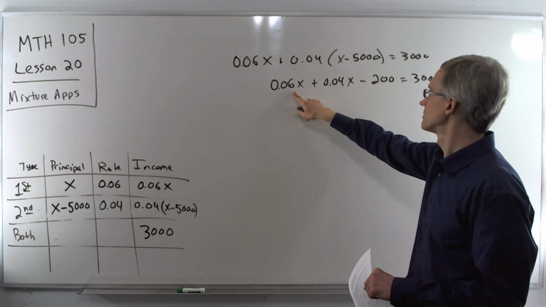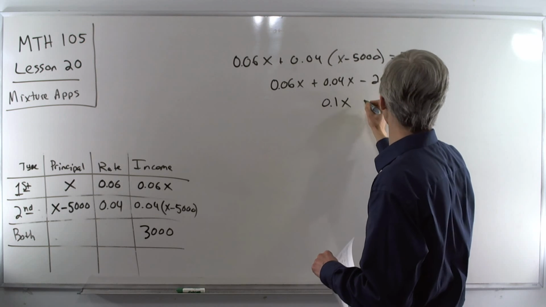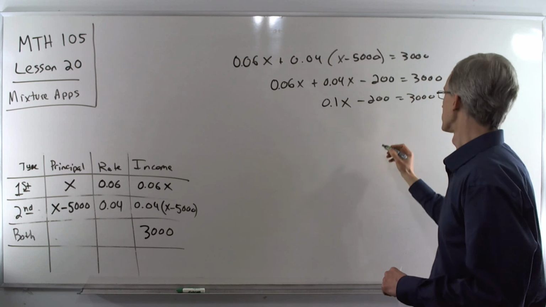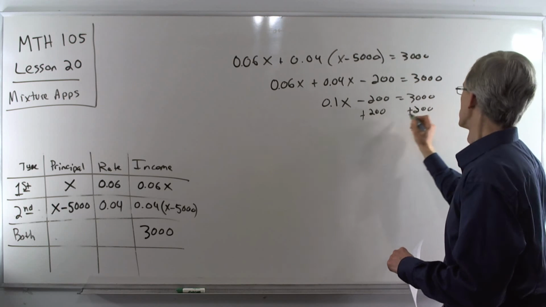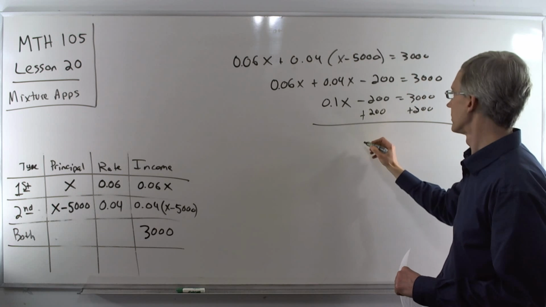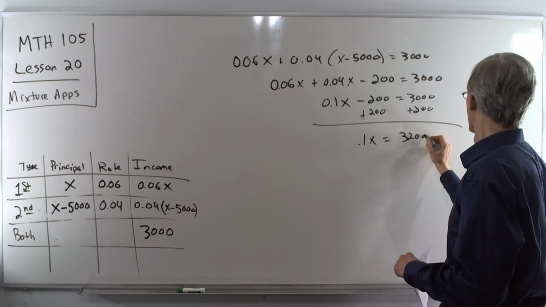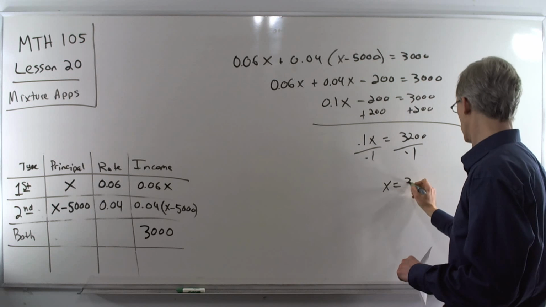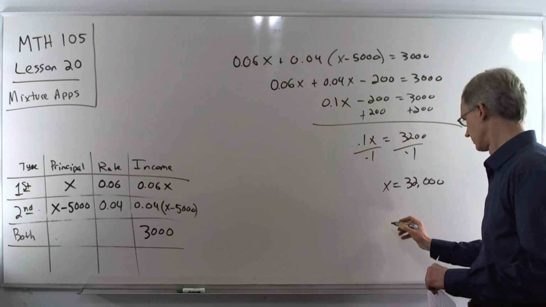Now we can combine these, 0.06x plus 0.04x, so that's 0.1x. Now we'll solve for x, so let's get the numbers to the right. So I'll add 200 to both sides, I'll get rid of the 200 here. 0.1x equals 3,200, divided by 0.1 on each side, and x equals 32,000.